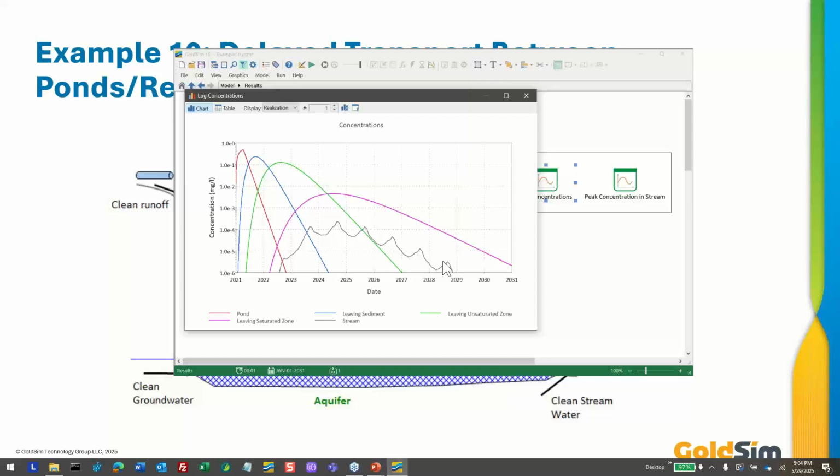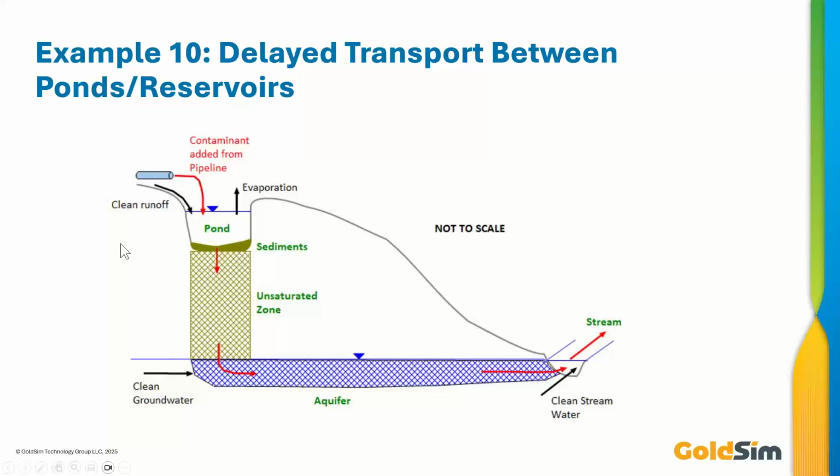The bounciness here is because my stream has a variable flow rate. But that's an example of how we can actually delay the transport from one cell, in this case the pond, to another cell, in this case the stream. And we're capturing that delay in this way. It's not an instantaneous thing.